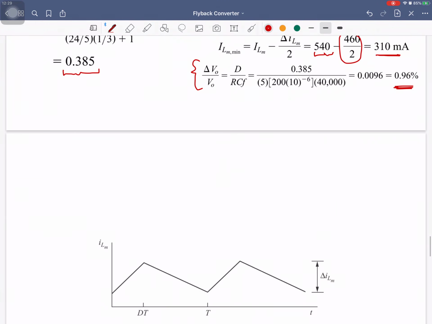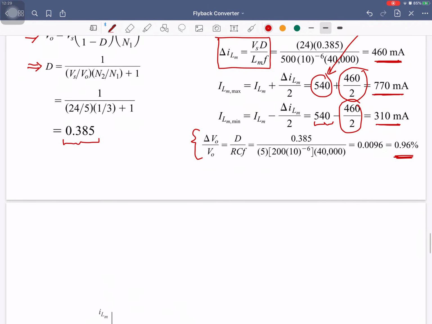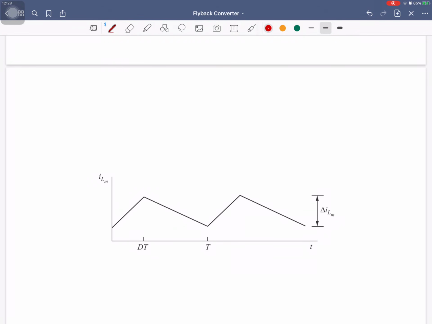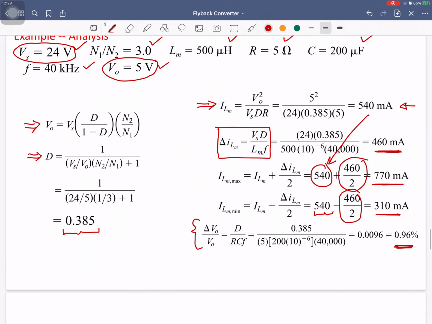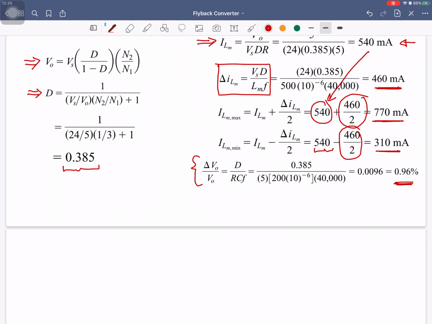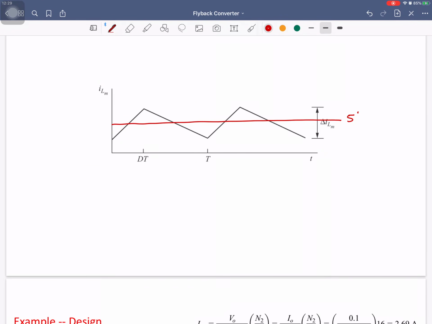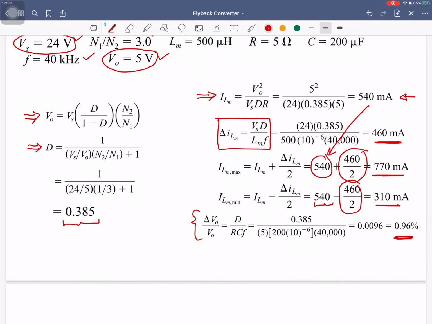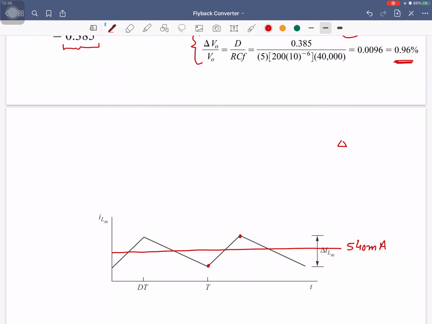Okay. So the current waveform, the average value is 540 milliampere. So the current waveform for the magnetization branch is this one. Average value is 540 milliampere. And what is this peak, maximum and minimum? So delta ILM, as we have calculated, is 460 milliampere. Let's write it down over here. Delta ILM is 460 milliampere.